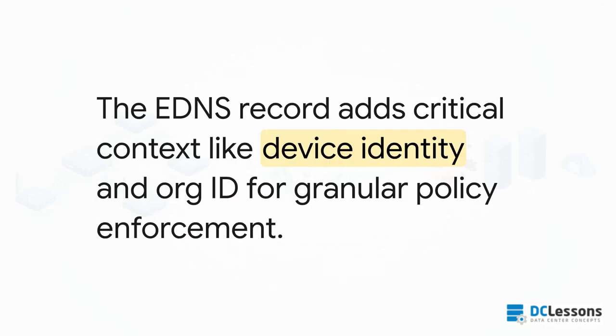And this eDNS record, this is the secret sauce right here. This isn't just a standard DNS query anymore. It's been enriched with all this critical context. The Umbrella cloud now knows not just what domain is being requested, but who is asking, which organization, which specific device, and from what IP. This is what unlocks the ability to have incredibly granular, identity-based security policies.